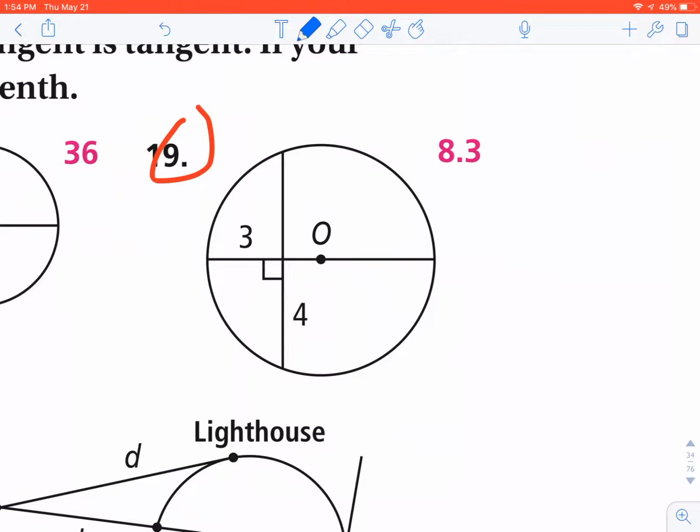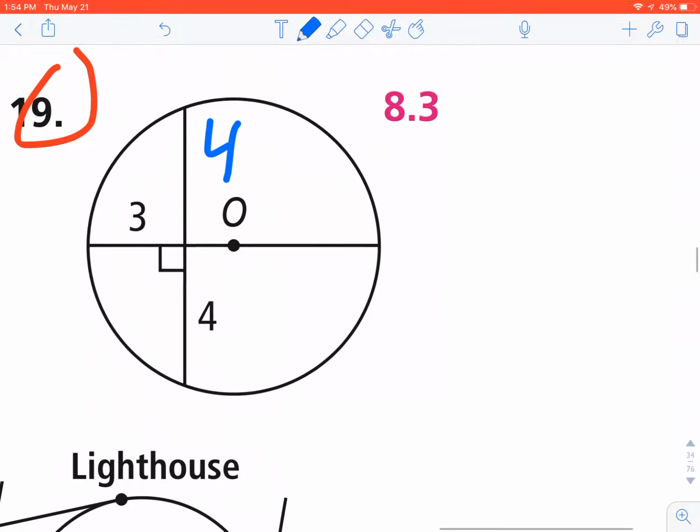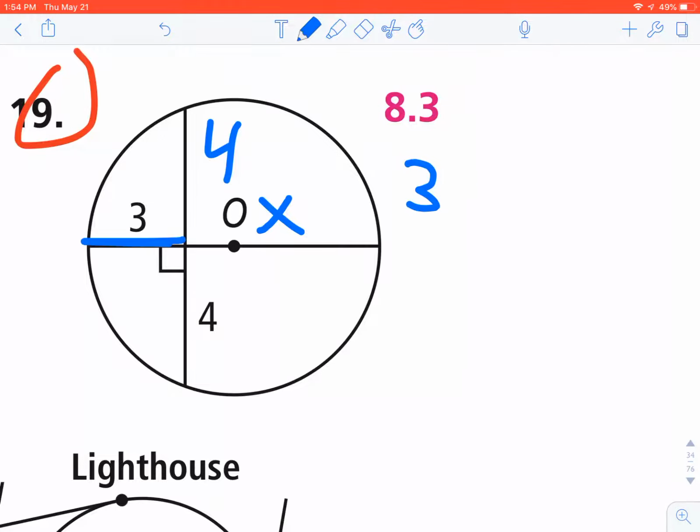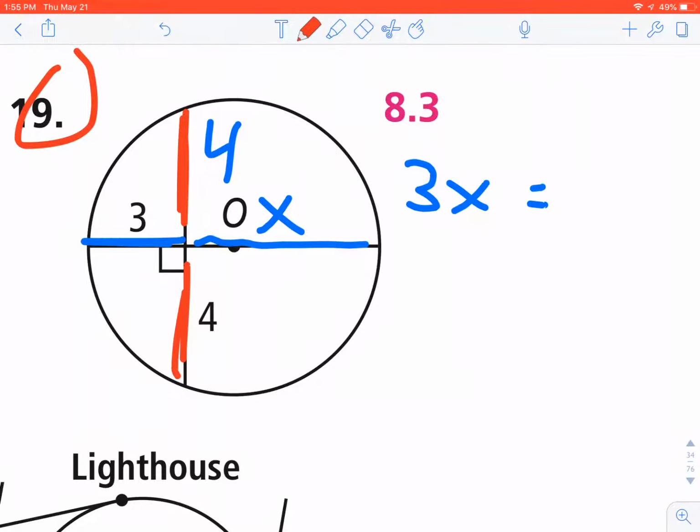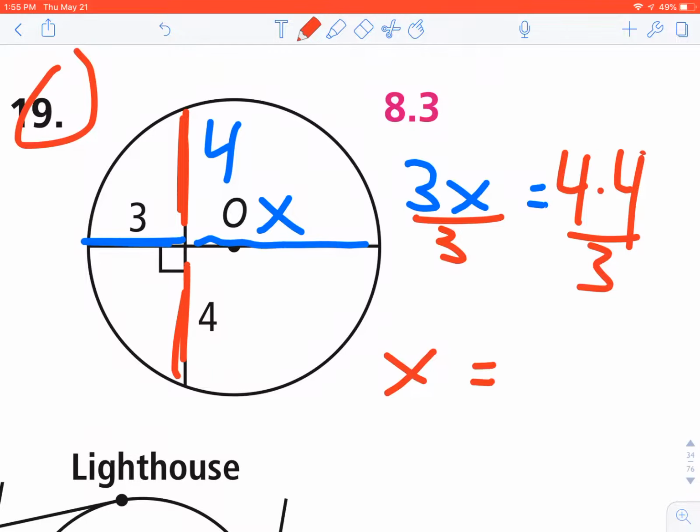And then number 19, again, is going to be similar to number 17. In this case, again, we're looking for the length of the diameter, but the diameter is perpendicular to this chord. Therefore, if this piece is 4, that piece must also be 4. So I can use my case 1 in that theorem. I'm going to call this x for the time being. So 3 times x is equal to 4 times 4. When I cross multiply and divide both sides, x equals 5.3.